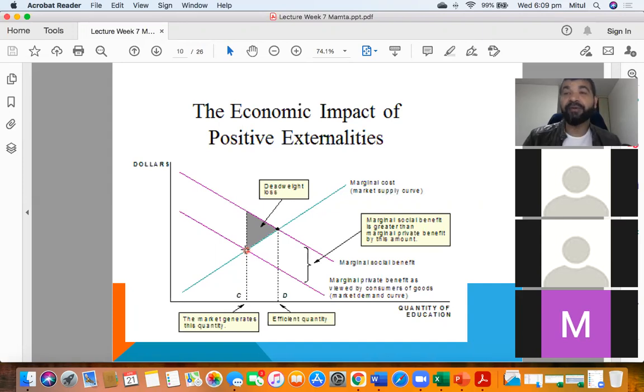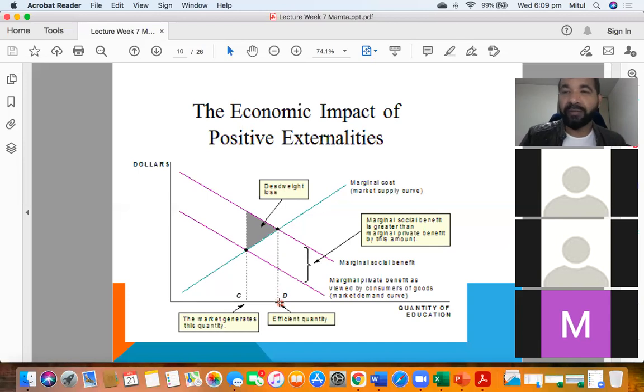We want to have it more, consume it more. So the demand curve should be here, shifting to the right. This one we will call the socially efficient quantity. This much we should produce. Then it will become the socially efficient quantity.